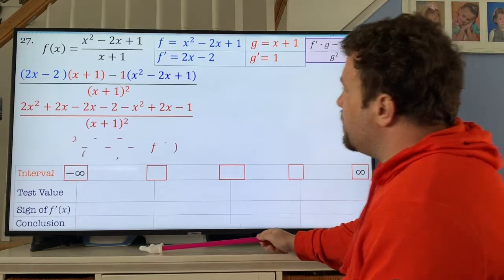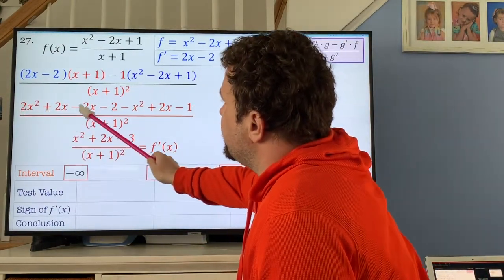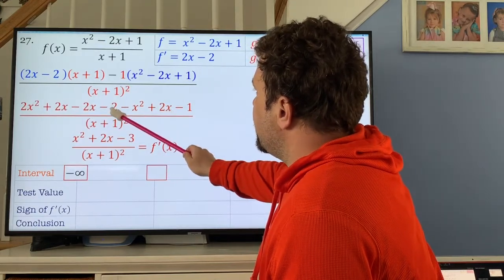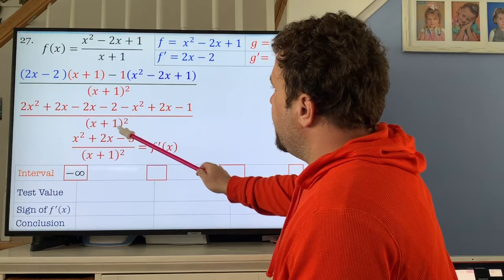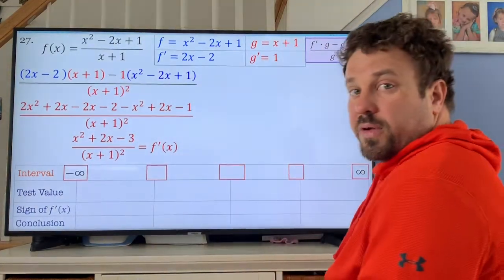All right, we're going to combine some like terms here. 2x squared is by itself. 2x minus 2x is 0, plus 2x is 2x. Negative 2 minus 1 is negative 3. x plus 1 squared stays x plus 1 squared. And that is your derivative.